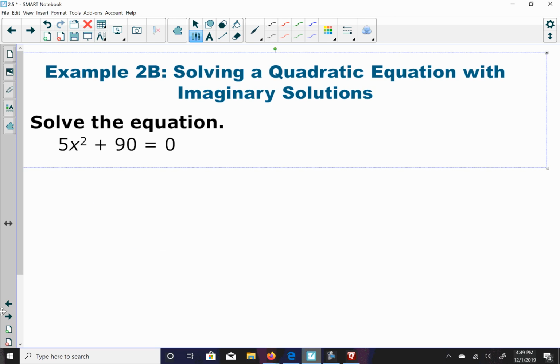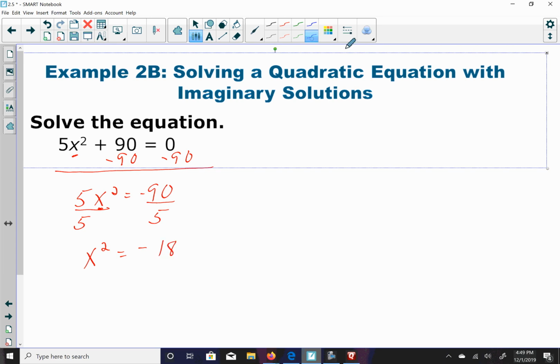So let's do one that's a little bit more challenging. Here I have 5x squared plus 90 is equal to 0. Still, I do not have a middle term. I don't have just an x term. So in order to solve this, the first thing I have to do is isolate this x squared on one side by itself. First step to doing that is to subtract 90 from both sides. And then I'm going to have 5x squared is equal to negative 90. I want this x squared on one side by itself, so I have to divide both sides by the 5, so it has a coefficient of 1. When I do that, I'm going to have x squared is equal to negative 18.